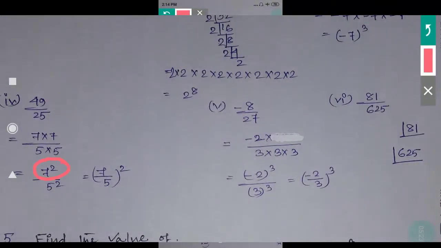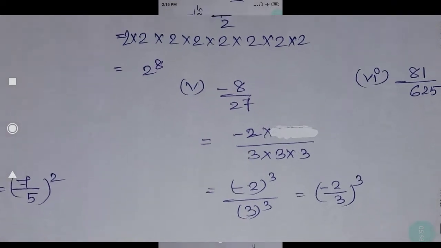7 square, denominator 5 into 5, that means I can write it as 5 square. So that means 7 square by 5 square. See, both the numerator and denominator have power 2. So can I write it as 7 by 5 in a bracket, outside square? That means this square is there for 7 also, for 5 also. So for this common power, I can give the bracket, and outside the bracket it will be square.